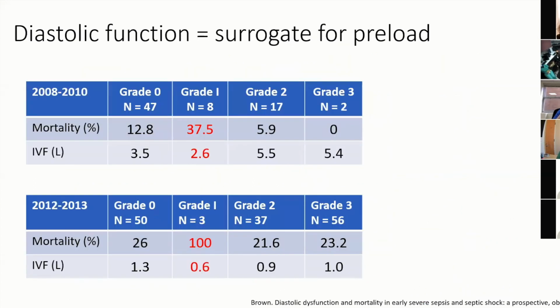And so the way I think of this is diastolic function is way more complicated than just a surrogate for preload, but it is, for the intensivist, our surrogate for preload. This is our replacement for the wedge pressure.